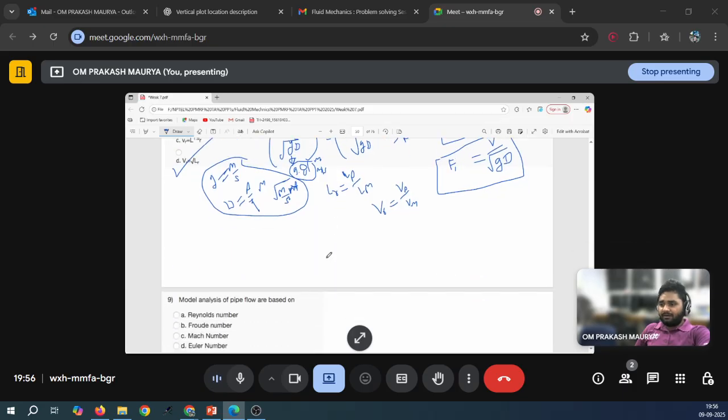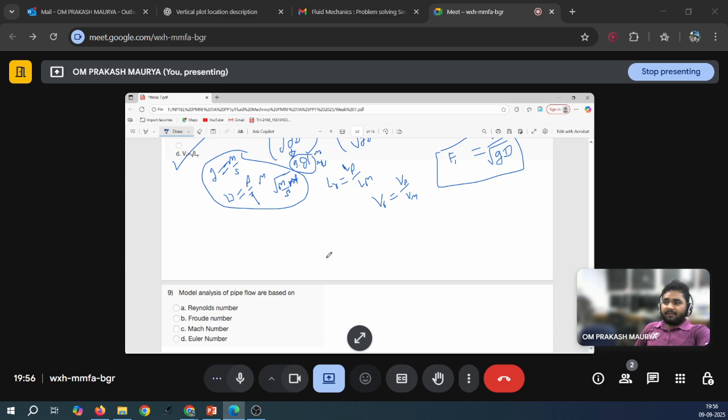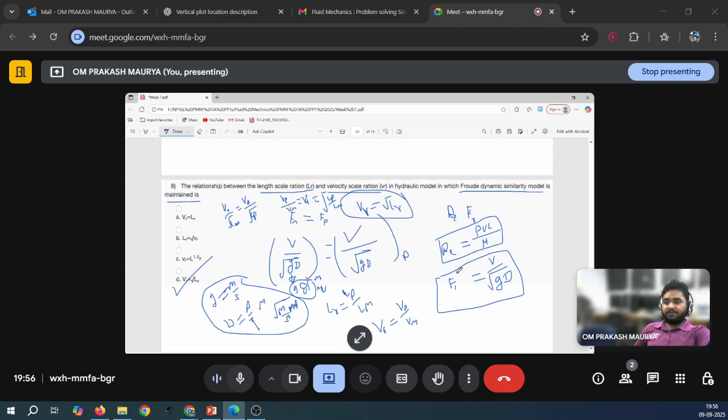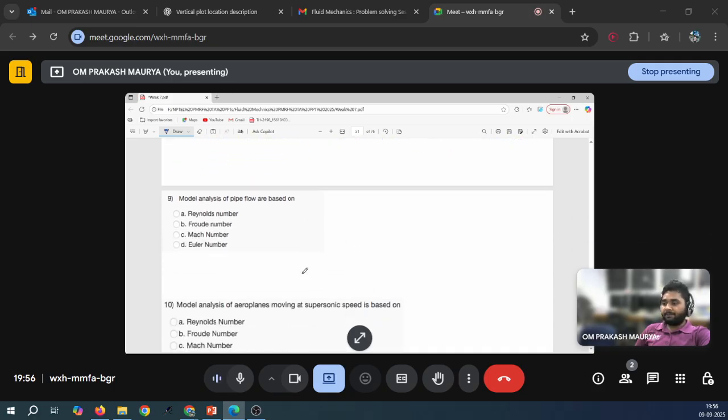Remember please, such analysis should be like that. You will not consider G because it is a constant. Remember please, you can make a mistake like that. So that's why I am discussing it.